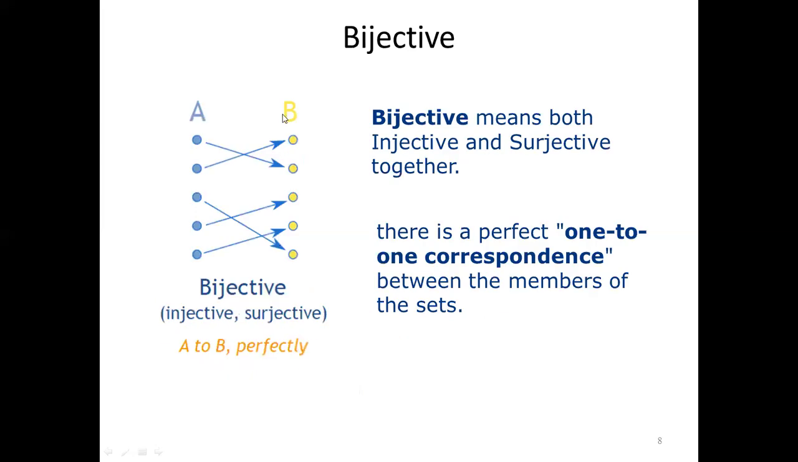Now bijective means both injective and surjective. That means one-to-one and onto. So there is a one-to-one correspondence between the members of the sets. All the numbers are mapped onto B. There is no order, but every member is connected to the others with some function.